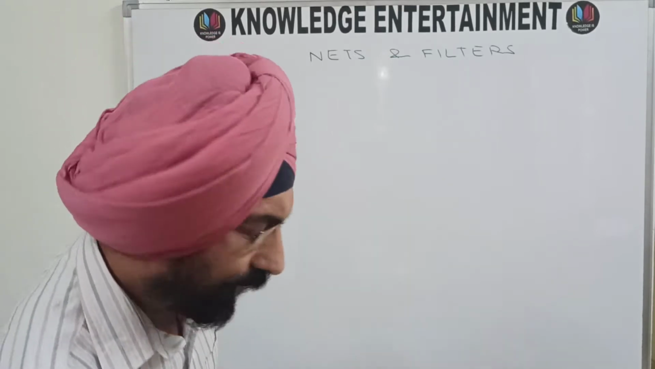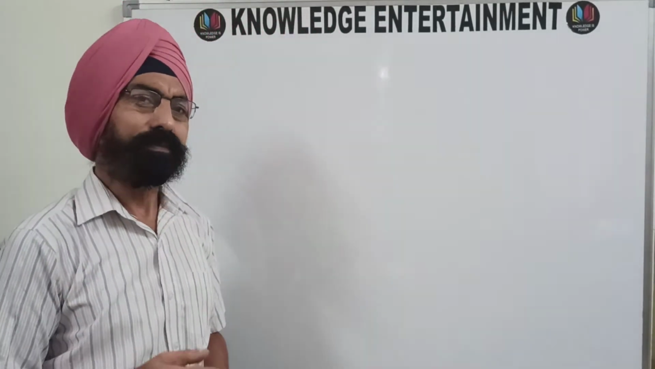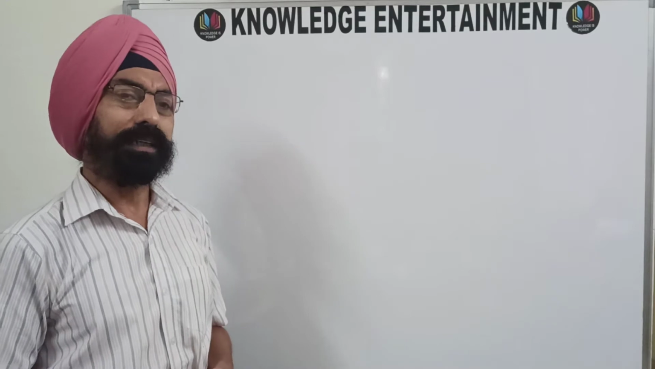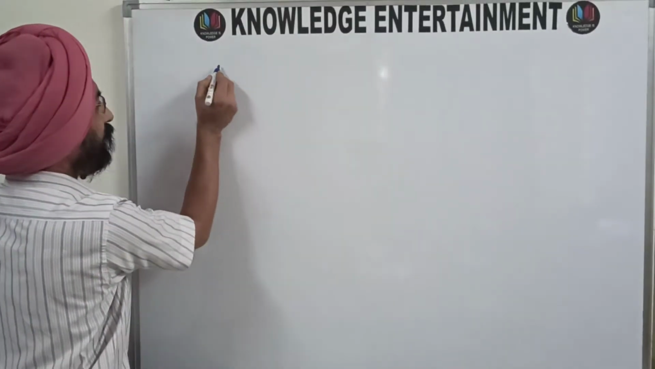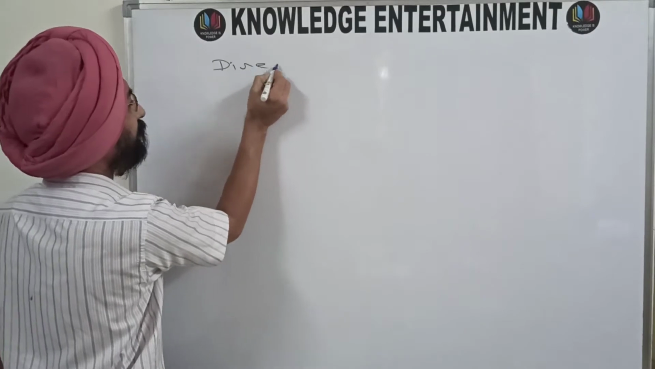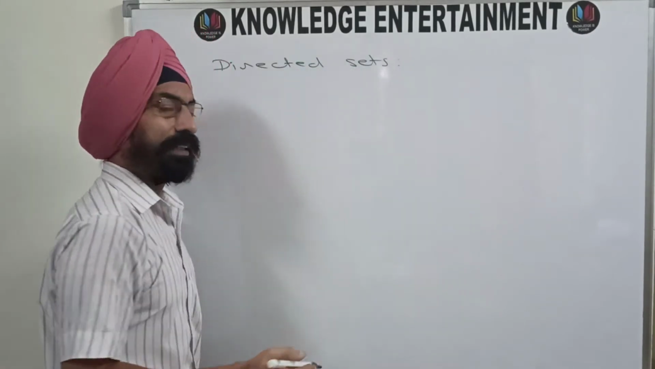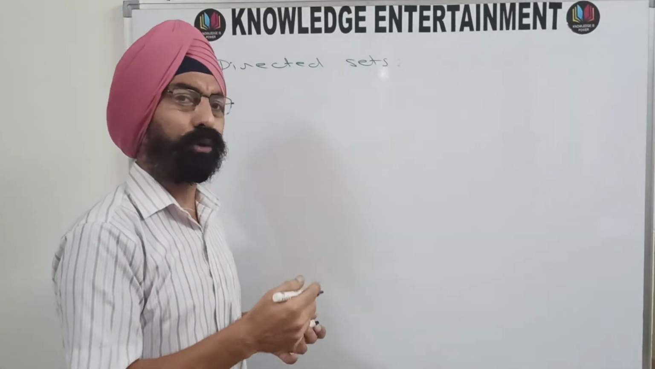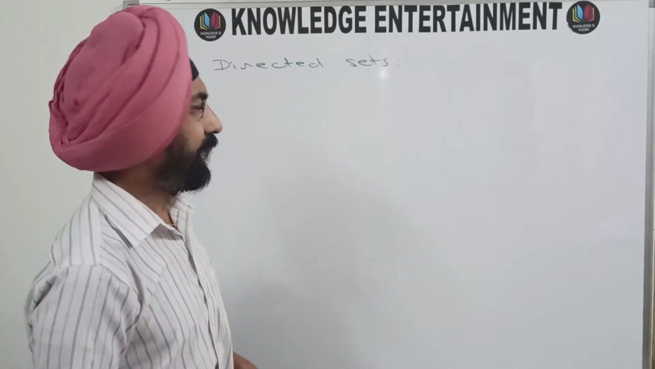So I'm starting with the definition of directed set, and we will use a binary operation for that too. Here I am starting with the definition of directed sets, and then we will give some examples. We will understand directed sets properly before moving on to the topic of nets.